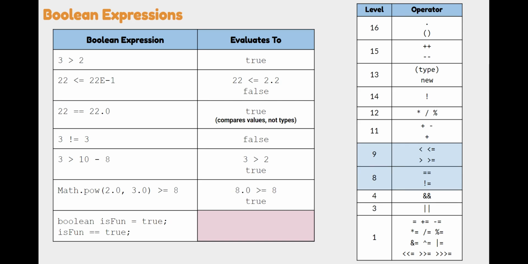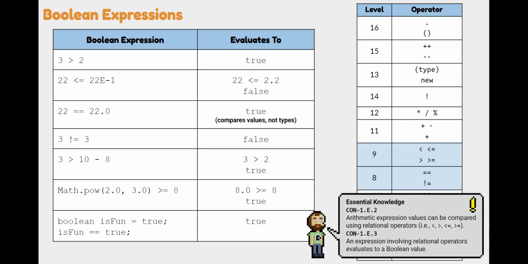In the final box, we are declaring a Boolean value named isFun, and we are assigning it the value of true. On the next line, we are asking if isFun is equal to true. Well, isFun in memory is true. We are asking if true is equal to true. That will evaluate to true. That aligns with our essential knowledge: arithmetic expression values can be compared using relational operators, and an expression involving relational operators evaluates to a Boolean value.